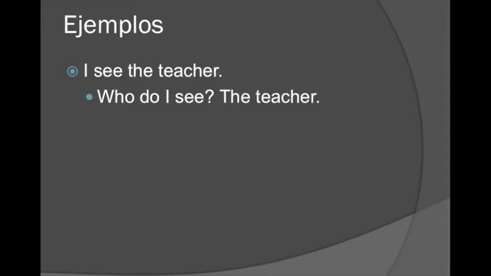So for example, in this sentence, I see the teacher. Who do I see? That's the teacher. So what is the verb acting on? Who am I seeing? The teacher. And the teacher is the direct object in the sentence, while I am the subject.